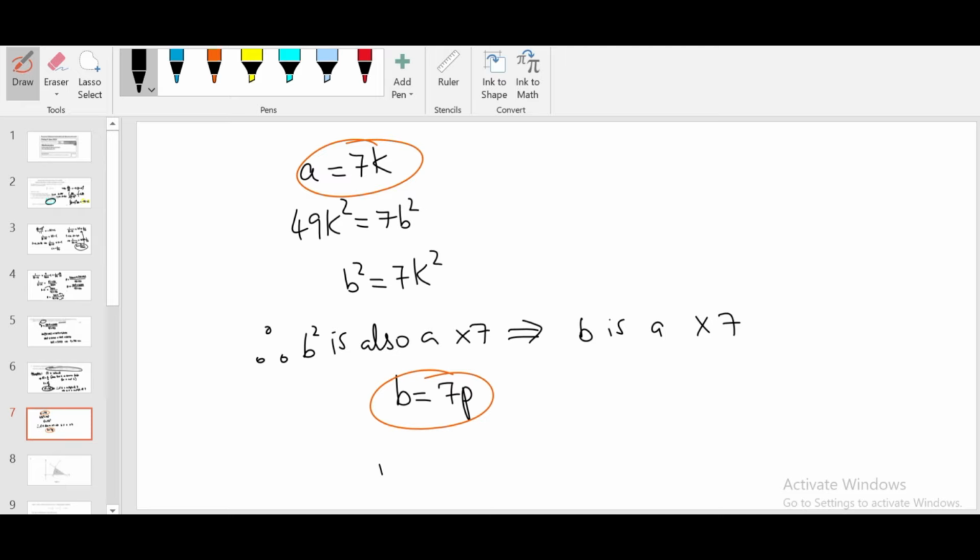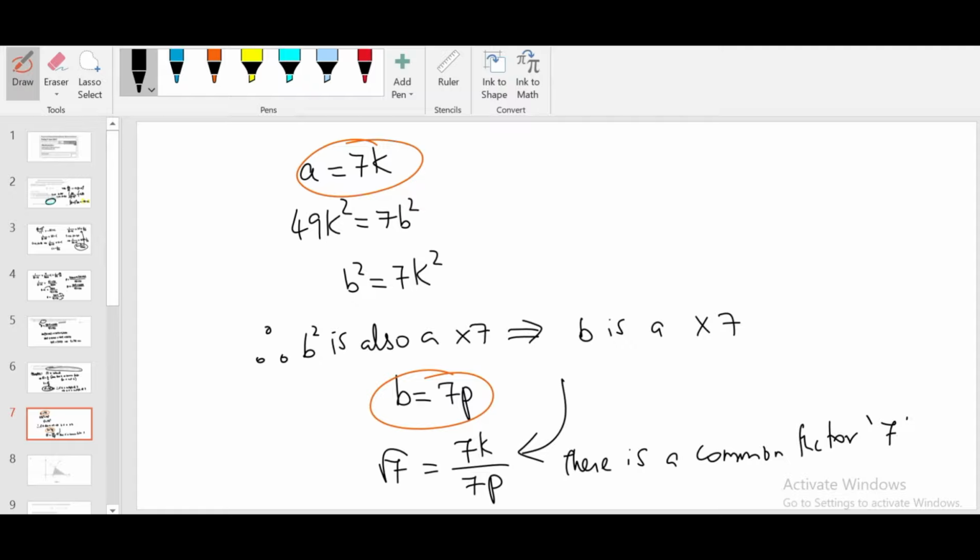Initially we have taken root 7 is equal to a over b. And we have assumed that there is no common factor, but we ended up proving there is a common factor, 7. There is a common factor 7, and then you write the conclusive statements. This contradicts the assumption that there is no common factor.